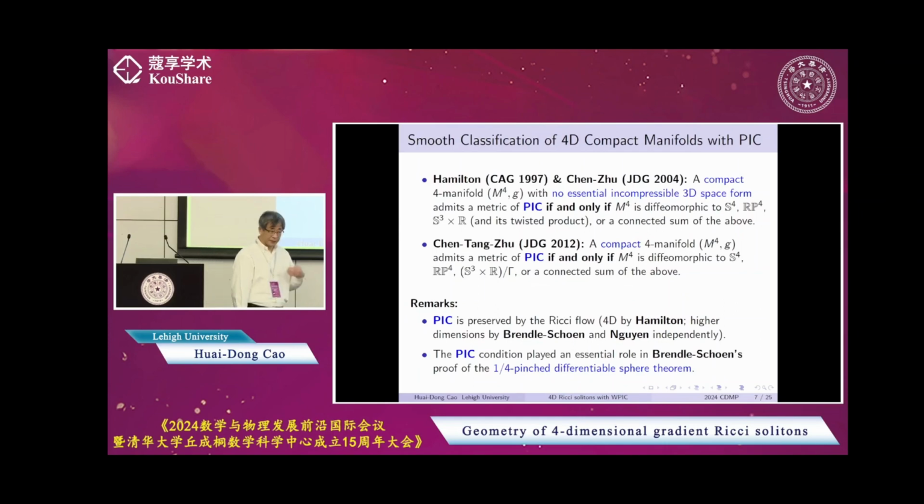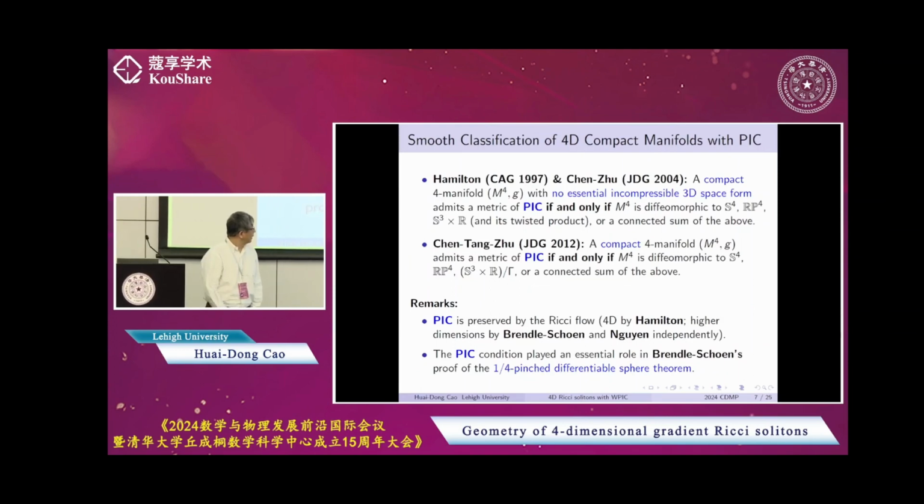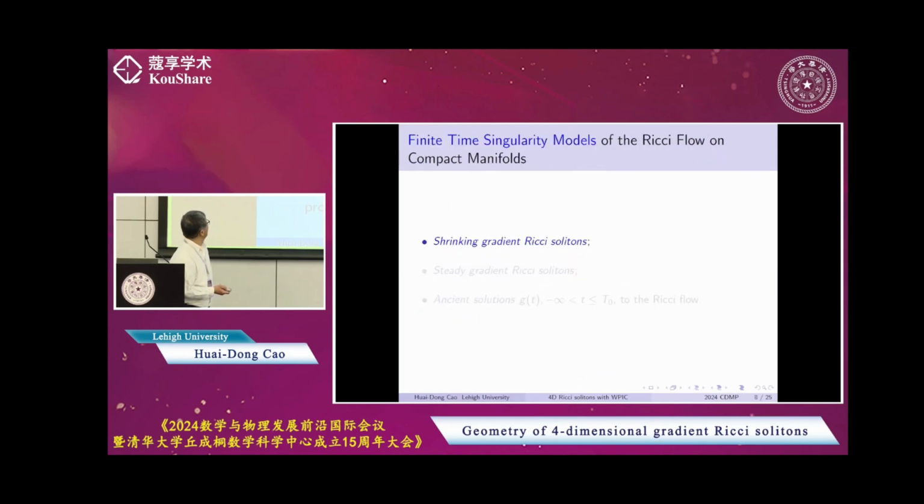And then in higher dimension, of course, it is well known by Brendle and Schoen and Nguyen independently, and they played an essential role in the solution of the Poincare differentiable sphere theorem by Simon Brendle and Richard Schoen. Now, let me recall, say, the finite time singularity models of the Ricci flow in general and compact manifolds are special types of these following 3 types.